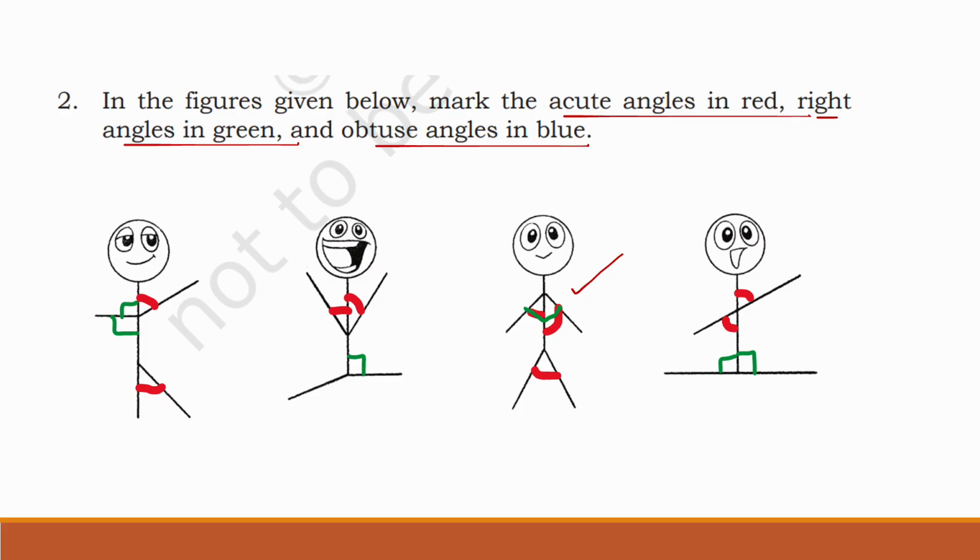Then you mark obtuse angles in blue. See, this is an obtuse angle. An obtuse angle is more than a right angle. Then this is another obtuse angle. Then this is an obtuse angle. This is another obtuse angle. Then, see, you can see another obtuse angle here. See, this one is another obtuse angle. You can see one more obtuse angle here. So you can mark all angles.